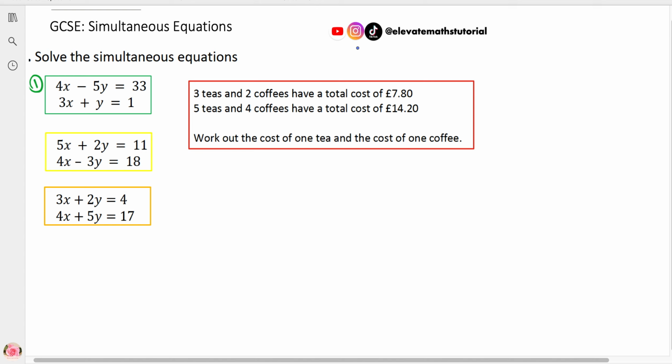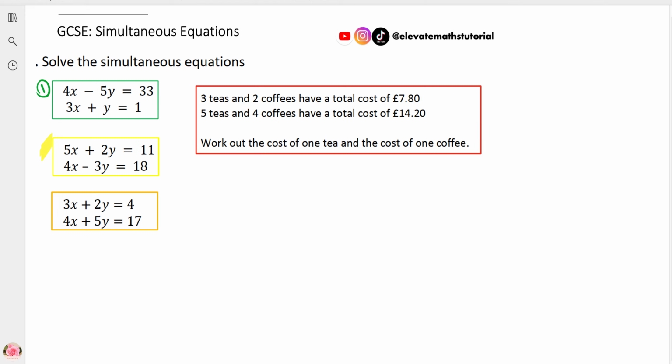So in the previous video, you watched how to solve this one. What we're going to do is look at the second one. Each one focuses on a different method. So the second video here is on the question in yellow.